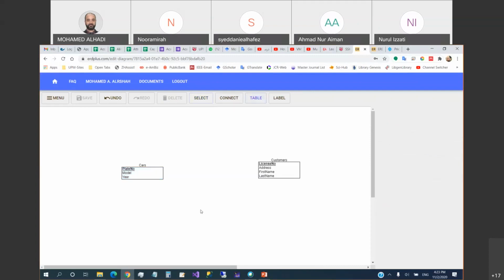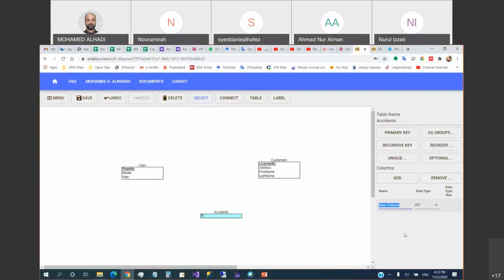We still have a table for accident. Accidents is supposed to be plural as well. Then here we should have the report number. The report number could be integer or maybe varchar. We don't know because sometimes the report number has a dash or slash or something like that. We better keep it as varchar. And here, what do we have? We have date. Date is actually a date.